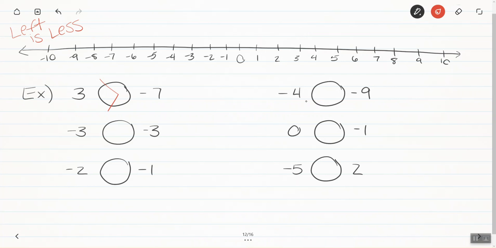Let's look at the next one, negative 4 and negative 9. Now the further left the dot is, the less it is. So negative 9 is less than and negative 4 is greater than. So that's how we should write our inequality sign. For the next one, these two are equal to, they are the same point. So I want you to pause. I want you to try the next 3 on your own, and when you're ready, unpause the video and we can check our work together.